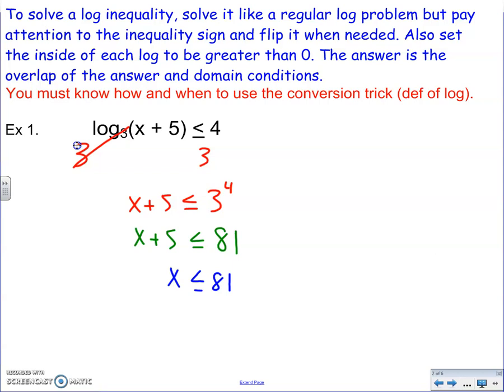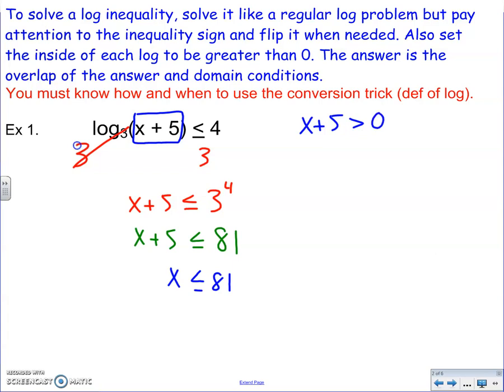Because if you go back to the problem, look at this. This number can't be negative. For example, negative 100 is less than 81. Can you do log base 3 of negative 100 plus 5? Can you do log base 3 of negative 95? The answer is no. So on the side, I have to do this. I say the inside, x plus 5, must be greater than 0. Not even equal to, just greater than 0.